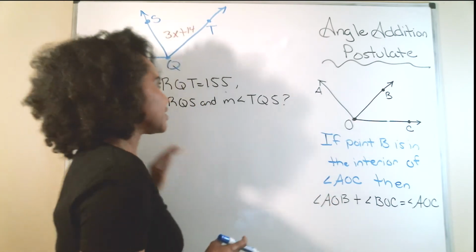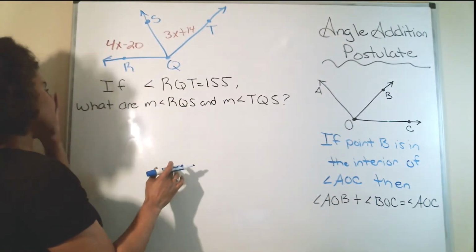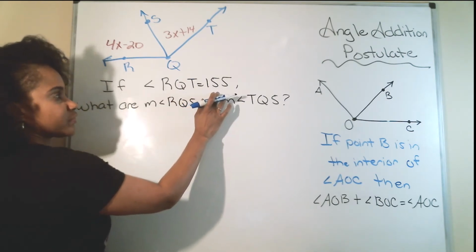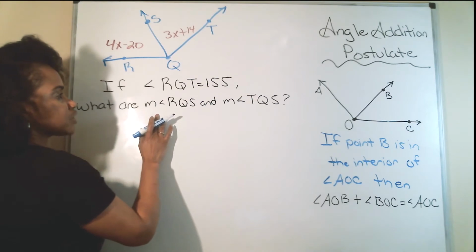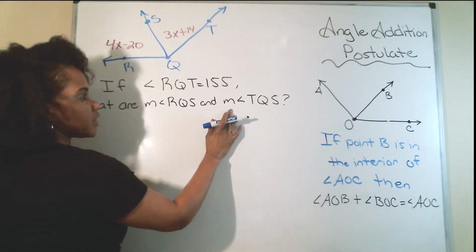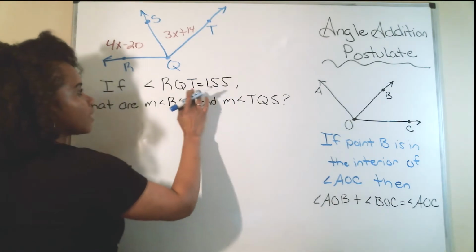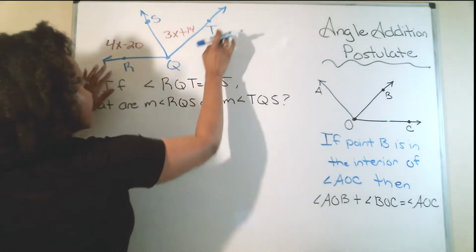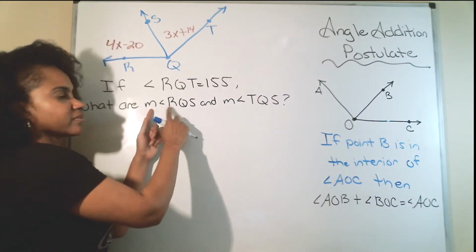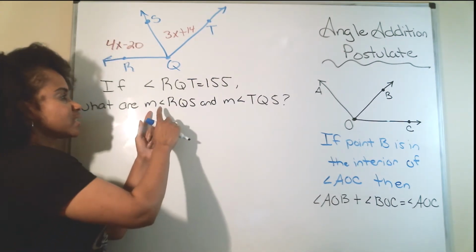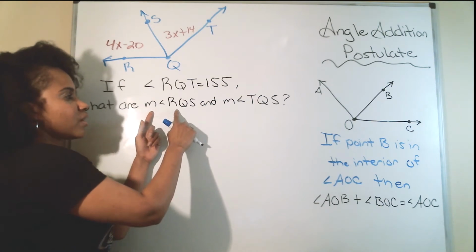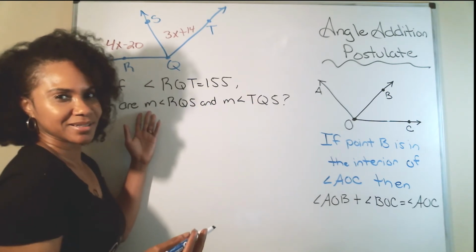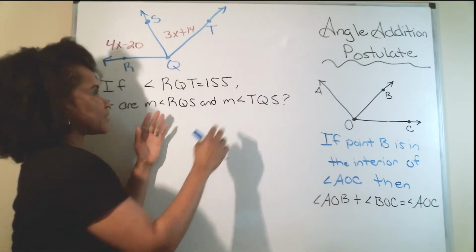All right. So now let's try this problem here. It says if angle RQT is 155, what are the measure of angle RQS and the measure of angle TQS? Angle RQT is the large angle here. Whenever you see an M in front of the angle, that stands for measure. So this problem is asking for the measure of angle RQS and the measure of angle TQS.